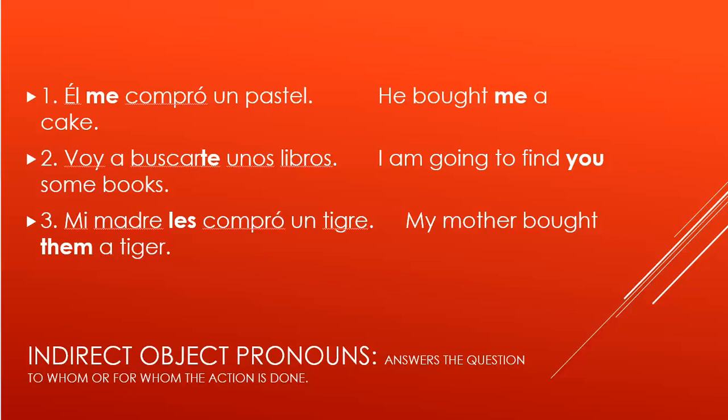Número 2. Voy a buscarte unos libros. I am going to find you some books. In this case, te is the indirect object pronoun, and it means you. So I'm going to find books for who? For you. Número 3. Mi madre les compró un tigre. My mother bought them a tiger. Les is the indirect object pronoun, meaning them.